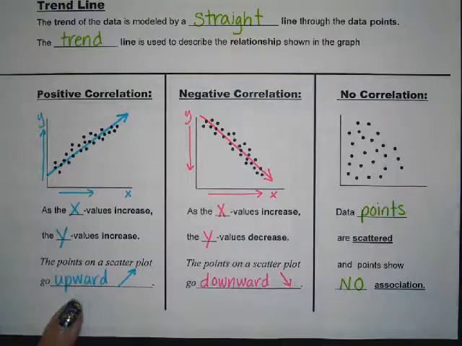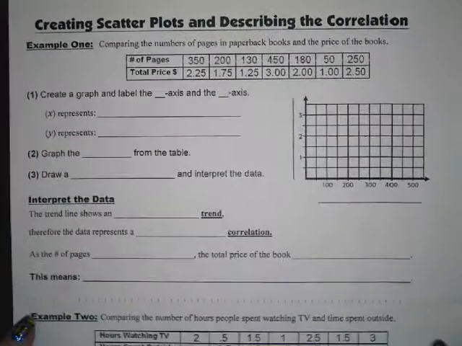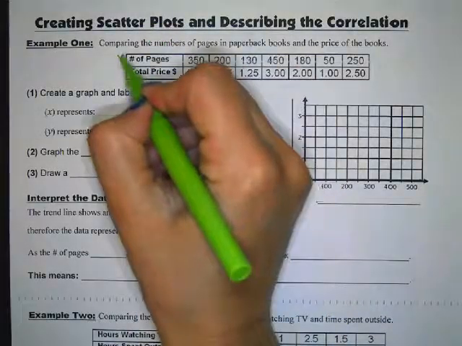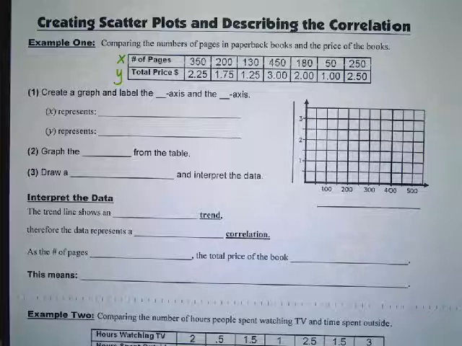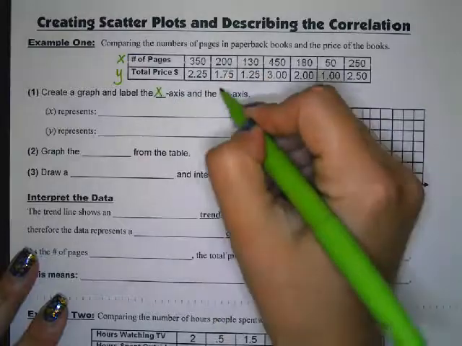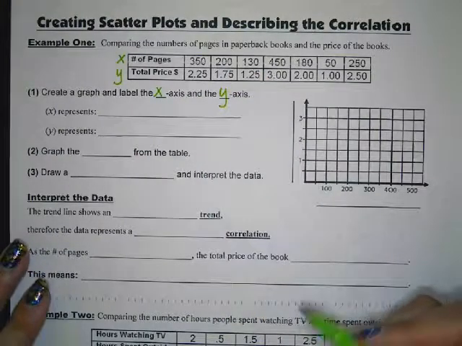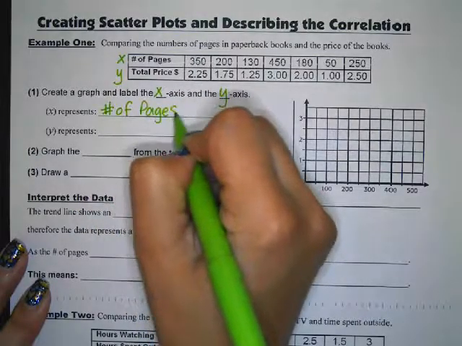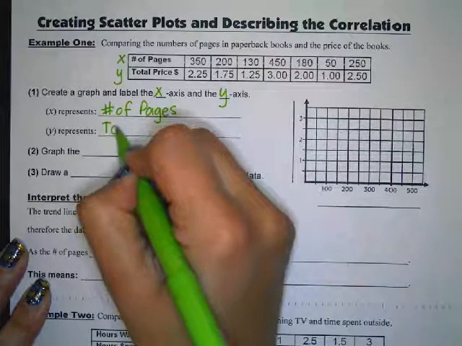So let's go ahead and look at the second page of notes and work through a couple examples. Example 1 says comparing the number of pages in a paperback book and the price of the book. We have a table there. The number of pages is going to be our X value, and our Y value is going to be the total price. Number 1 says create a graph and label the X and Y axis. X is going to represent the number of pages. Y is going to represent the total price.